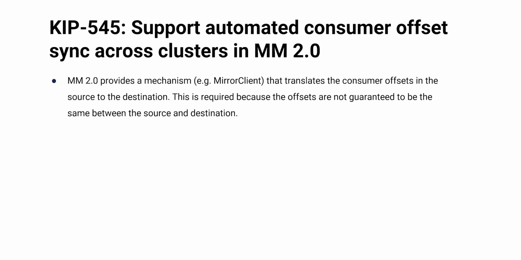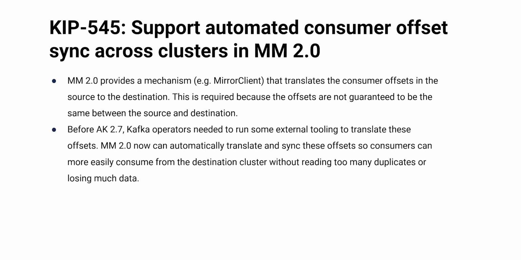And that makes sense if you think about it. MirrorMaker acts as a Kafka Connect connector, and there's no reason those offsets would stay in sync by themselves. And now there is an automated way to get that done. Prior to 2.7, as an operator, you had to run external tooling to translate those offsets, but now with the configuration setting, MirrorMaker 2.0 can automatically translate and sync those offsets, so consumers can bounce back and forth or fail over between clusters a little bit more easily.